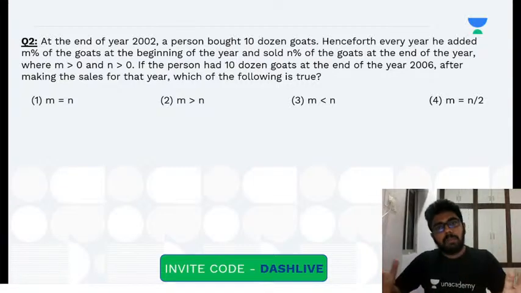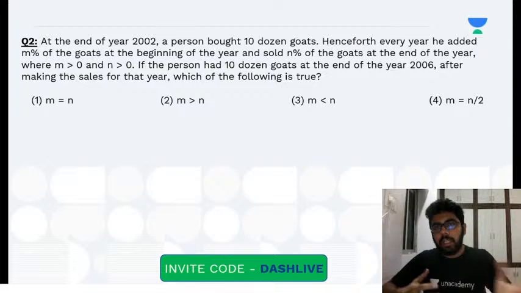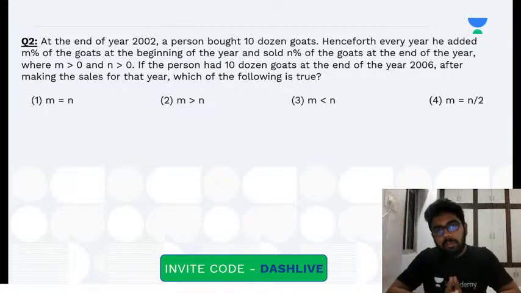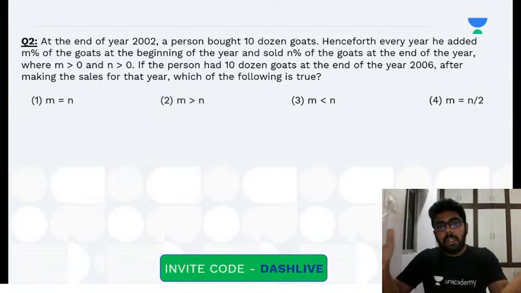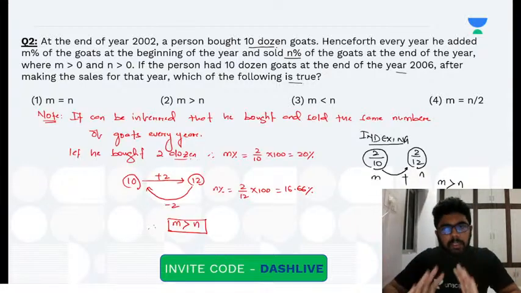Because where he started, he is ending at the same place, so whatever purchase and sale is going on, that must be the same. Whatever goods he's buying, he's selling the same number of goods, and at the end he's at the same point. Can I say the number of goods that he's buying, he is selling the same number? Because every year he is doing the same thing and he started with 10, he ends with 10. So the number of goods he buys every year is the same as the number he sells every year. That's basically the entire concept of the question.